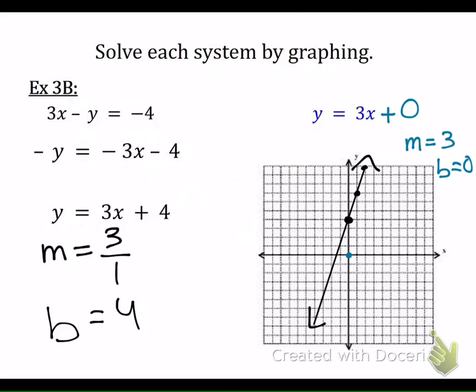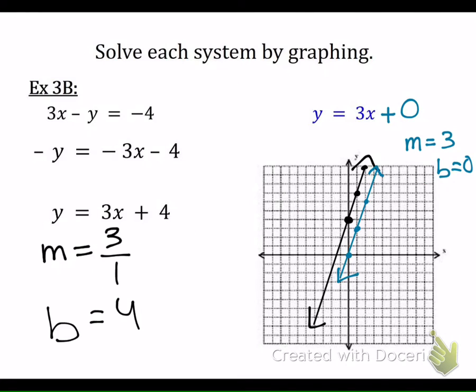I'm going to rise 3. I'm going to run 1. I'm going to rise 3. I'm going to run 1. Uh-oh. What is happening? Parallel. Yeah. Did I need to graph that to know? No. Why? This is the slope. Look at the slopes. They're the same. So I already knew it was going to be parallel.